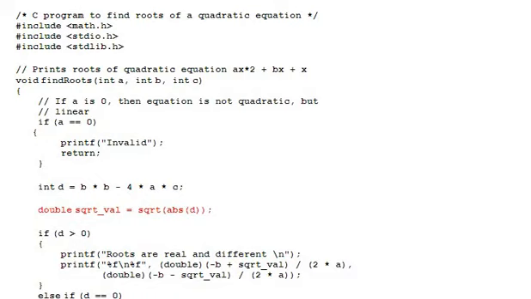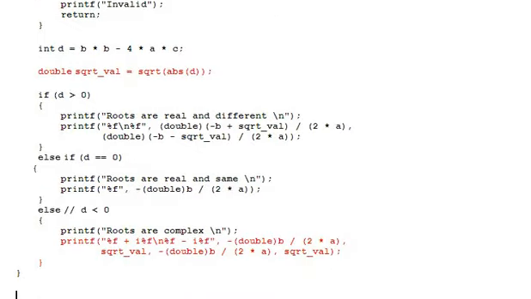So we have a function definition here. Void, what is the name of the function? Find roots. Inside there are some conditions. If a is 0, then the equation is not a quadratic equation, it's linear, so invalid, and d is calculated. If d greater than 0, roots are real and different, unequal. If d is 0, roots are real and equal, and if d less than 0, they are complex.